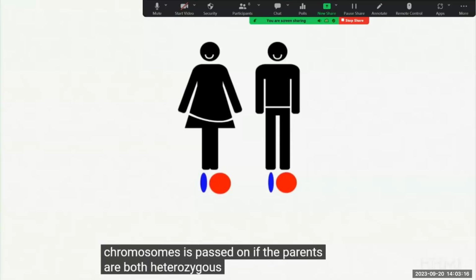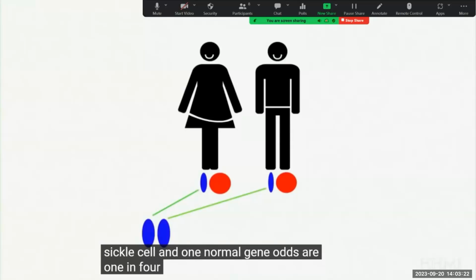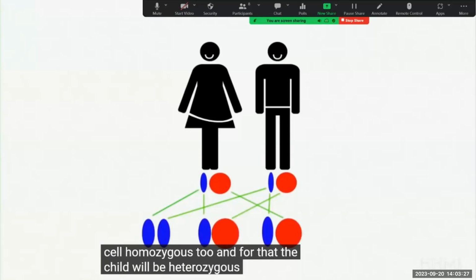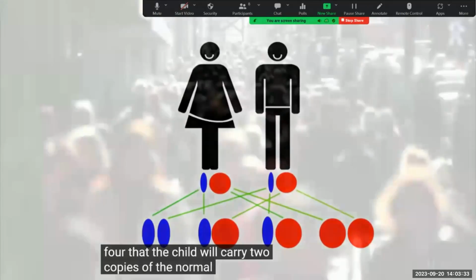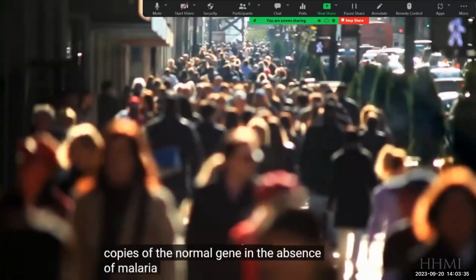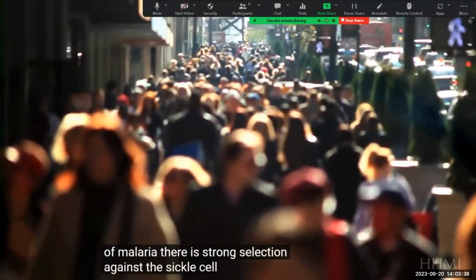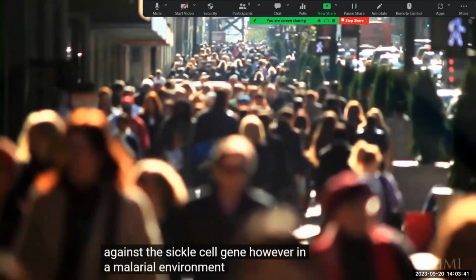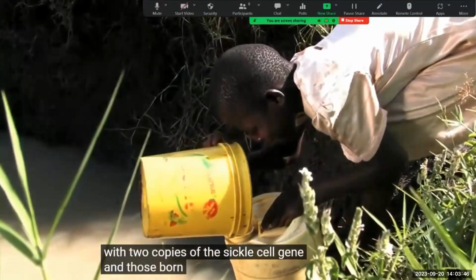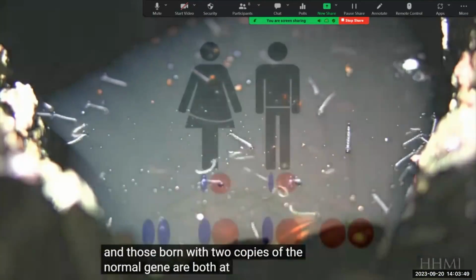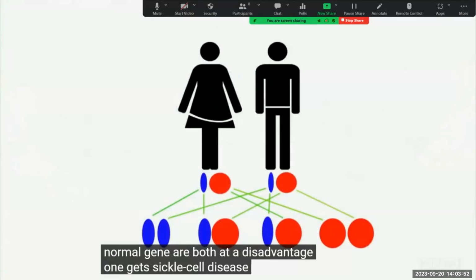If the parents are both heterozygous, carrying one sickle cell and one normal gene, odds are 1 in 4 that the child will be sickle cell homozygous, 2 in 4 that the child will be heterozygous, and 1 in 4 that the child will carry 2 copies of the normal gene. In the absence of malaria, there is strong selection against the sickle cell gene. However, in a malarial environment, individuals born with 2 copies of the sickle cell gene and those born with 2 copies of the normal gene are both at a disadvantage. One gets sickle cell disease. The other is most vulnerable to malaria.